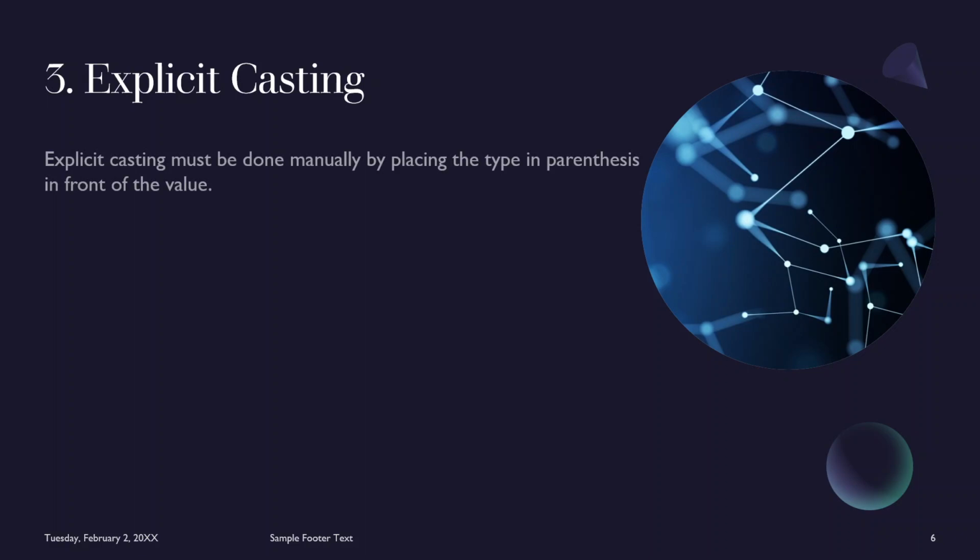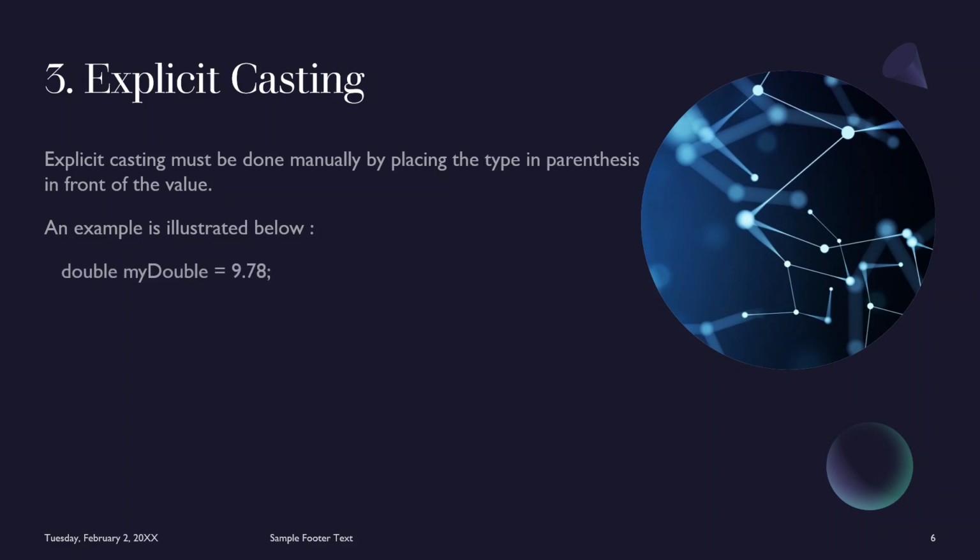Number 3, explicit casting. Explicit casting must be done manually by placing the type in parentheses in front of the value. So you see that is the manual part, where the automatic part before was just that you did it as your input, or you basically did it as your process. An example is illustrated below.